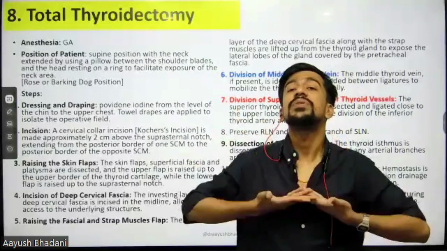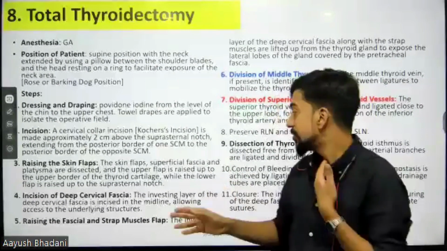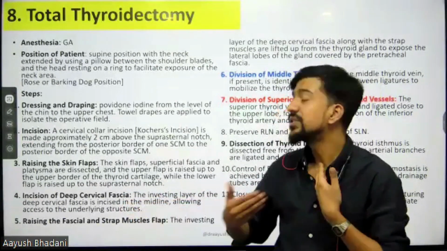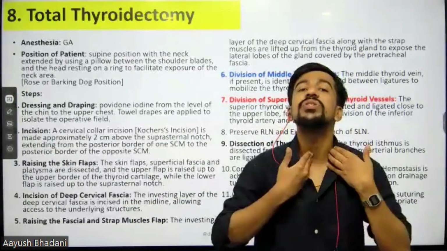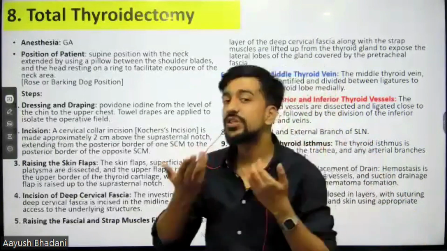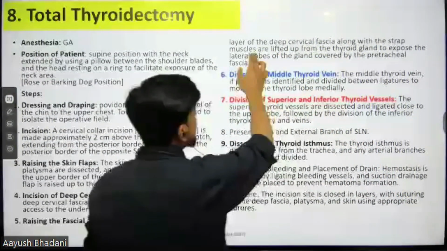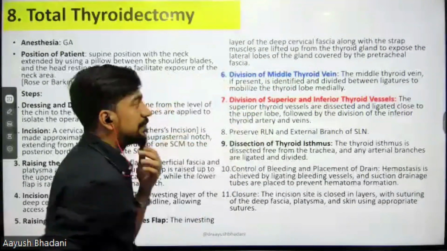We raise the skin flaps. Next, the deep cervical fascia. Make a straight vertical incision in the investing layer of the deep cervical fascia in the midline, allowing access to the underlying structures. Once you have the fascia cut, you raise the fascia, you see the strap muscles, and retract the strap muscles with a Jones retractor if possible. So the investing layer of deep cervical fascia along with the strap muscles are lifted up to expose the lateral lobes covered by the pretracheal fascia.